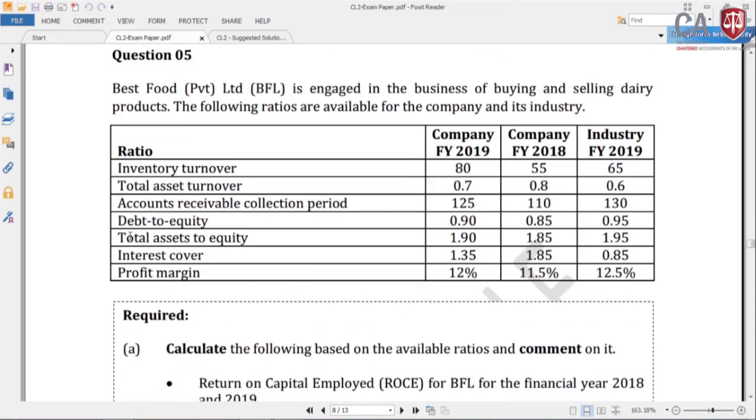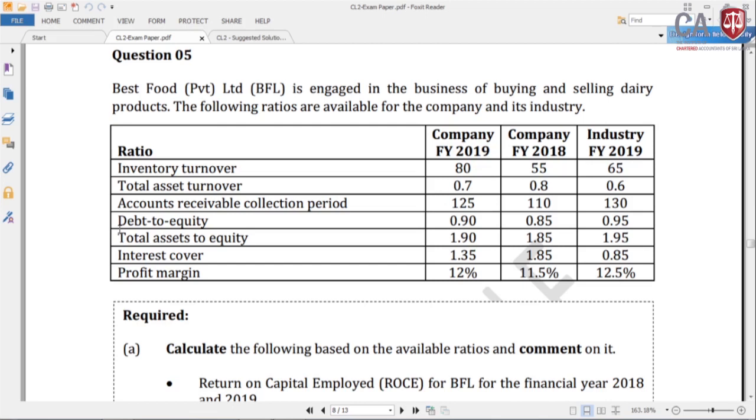Assets management efficiency. Inventory turnover has been 55, now is 80. Number of times the inventories turn into sales has been 80 times in 19, it has been 55 times in 18. And if you sold only 55 times in 18, if you sold 80 times in 19, what does it say? There is a significant improvement in the efficiency level in 2019. So, that is good.